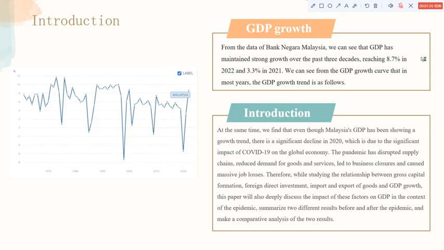gross capital formation, foreign direct investment, imports and exports of goods are considered to be the common influencing factors affecting Malaysia's performance, with studies showing a two-way causal relationship between CAP and GDP. Researchers show that there is a long-term relationship between CAP and GDP. That is, accelerating the growth of capital formation will lead to sustained long-term economic growth.